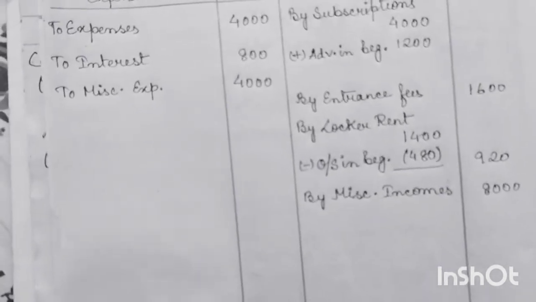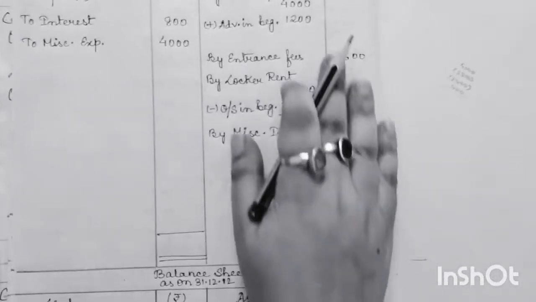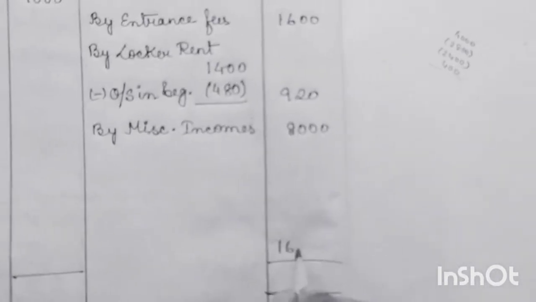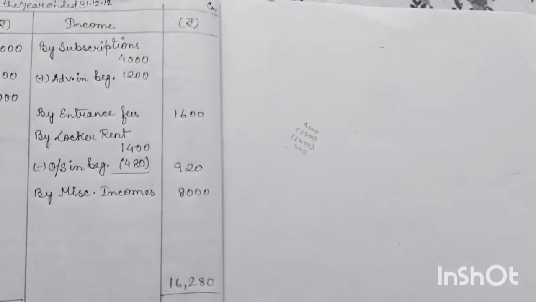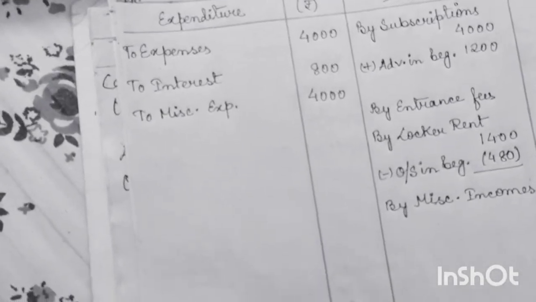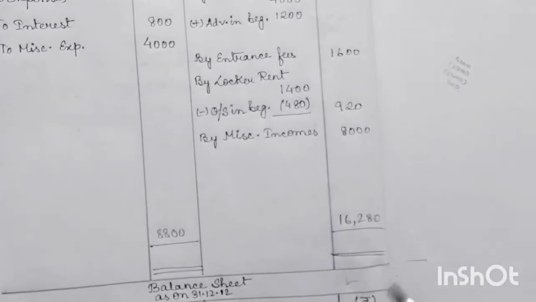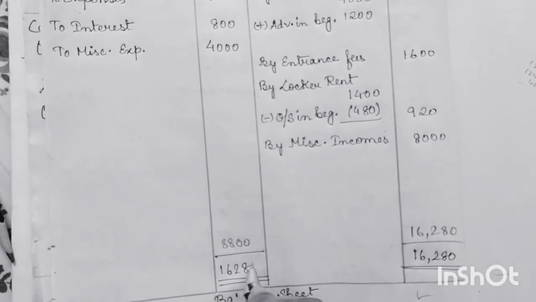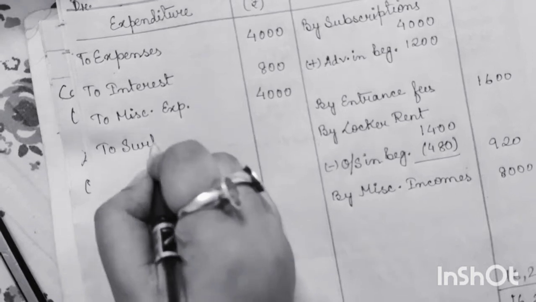Now we have to calculate. So if we calculate this side, we are getting a total of 16,280. That is, the income side total is 16,280, and if we total this side, then we will get 8,800. Okay, expenditure side is 8,800. That means our income side is greater. So we'll write this balance over here, 16,280. Here also 16,280. So if income side is greater, that means we have surplus. So we will write to surplus.